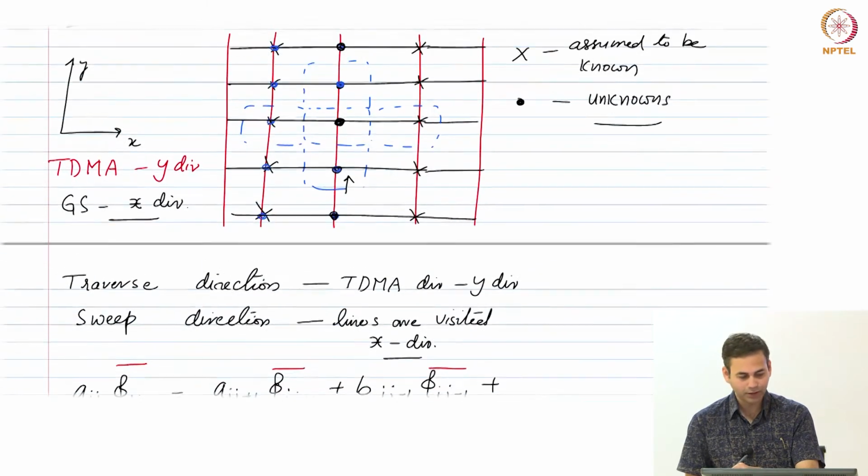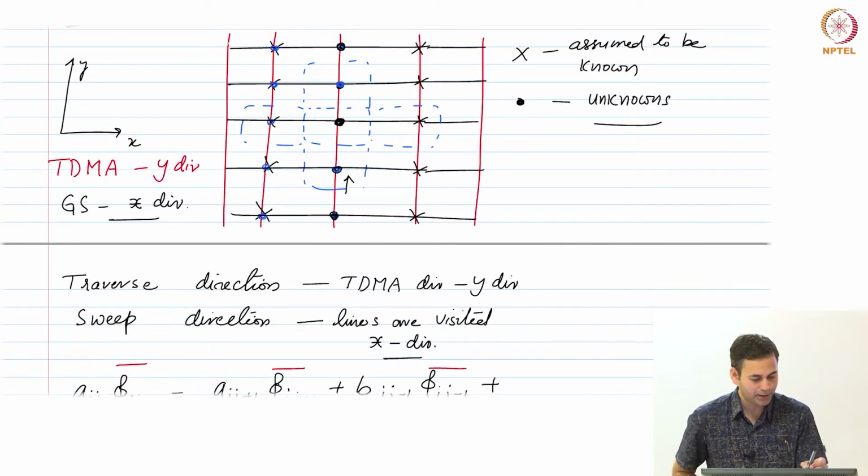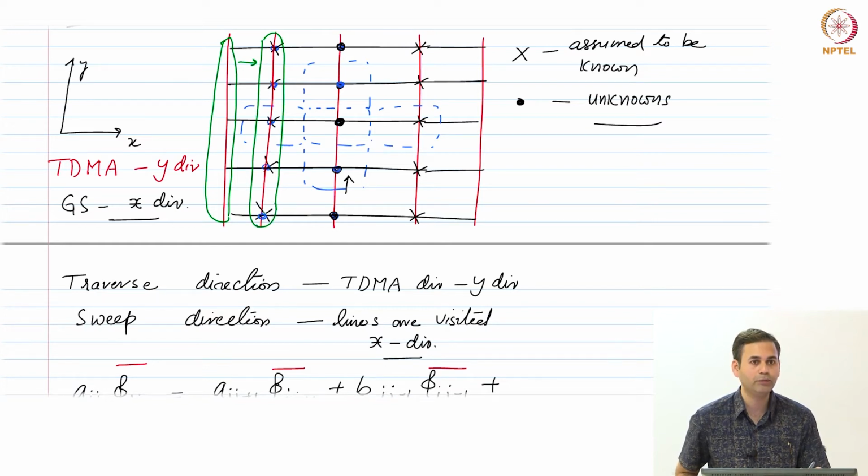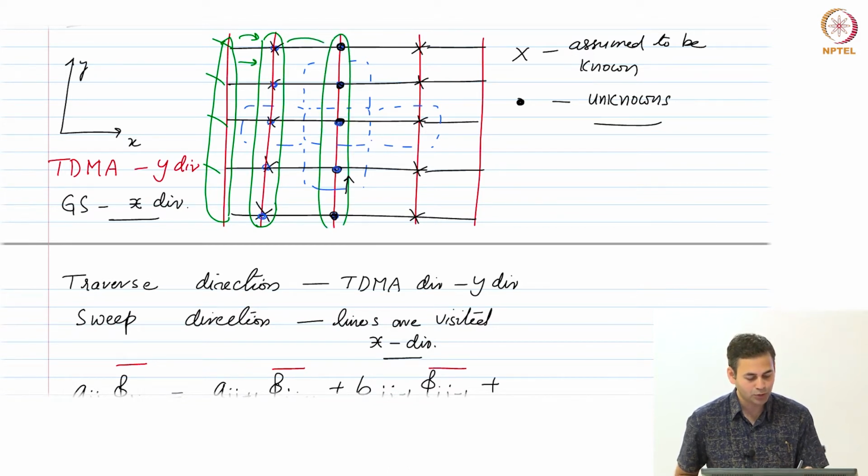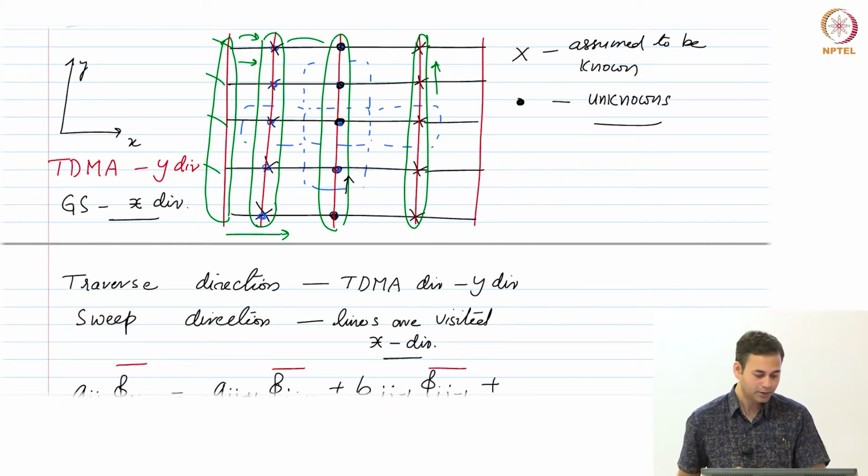So essentially, let us say this is the first unknown. We solve TDMA along this line with guessed values, and then we move on to the next line. When we move on to the next line, we update the phi values that we have just found for these points. We update them, then we calculate these values and move on to this particular line and so on. So our traverse direction is in the y direction and the sweep direction is in the x direction, the direction in which the lines are visited.